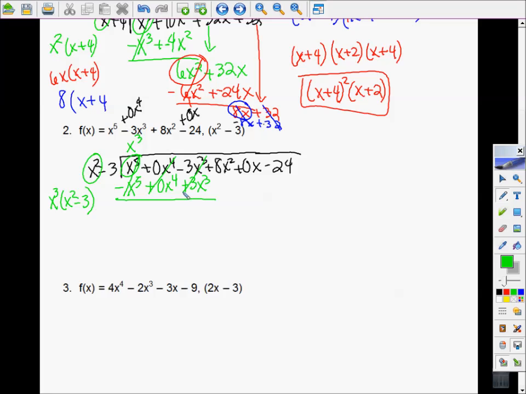Okay, since everything went away, that's cool, we're alright. We're just gonna bring down the rest. 8x squared. So I'm gonna bring down everything else. So I have 8x squared plus 0x minus 24.